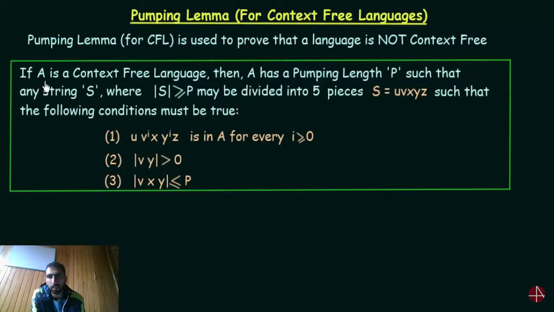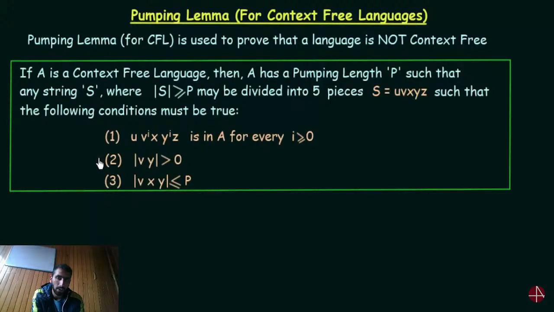So first, we say that if A is a language and if it is context free, then it needs to have a pumping length P such that any string that belongs to the language where the length of the string is greater than or equal to the pumping length can be divided into 5 parts U, V, X, Y, and Z such that all these 3 conditions must be true.